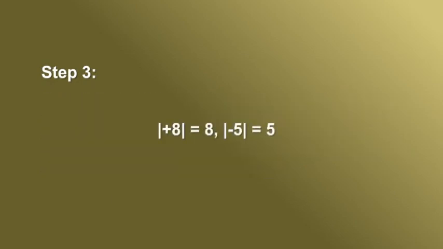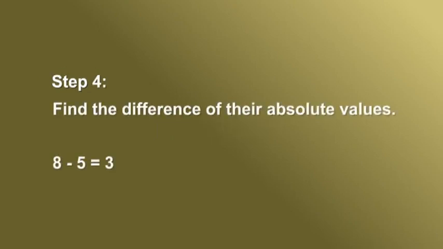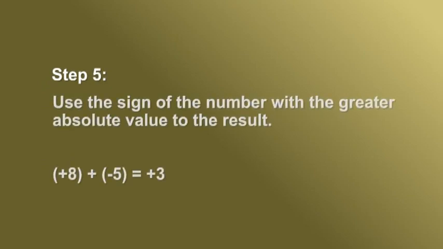In this step, we get the absolute values of both numbers. Step 4, find the difference of their absolute values. Step 5, use the sign of the number with the greater absolute value to the result. This means the answer to positive 8 minus positive 5 is positive 3.